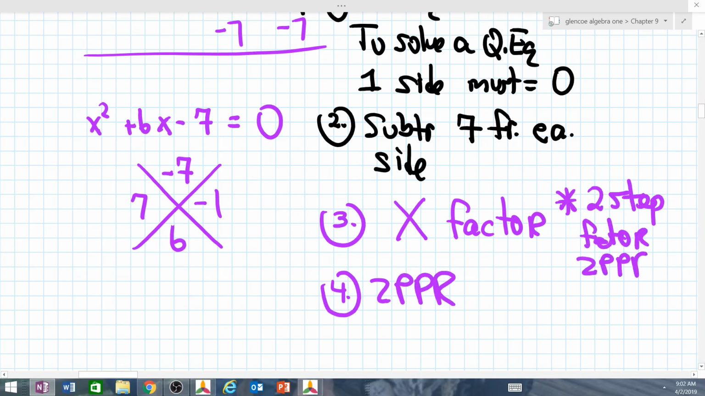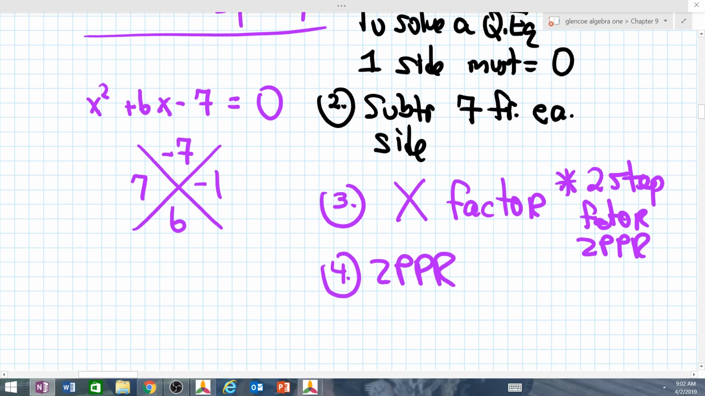So I can make your life easy and say this. Whatever the numbers are when you X factor on the side, your solution is the opposite of that. So my solution would not be 7 and −1, but my solution would be −7 and 1. Let me prove it to you.